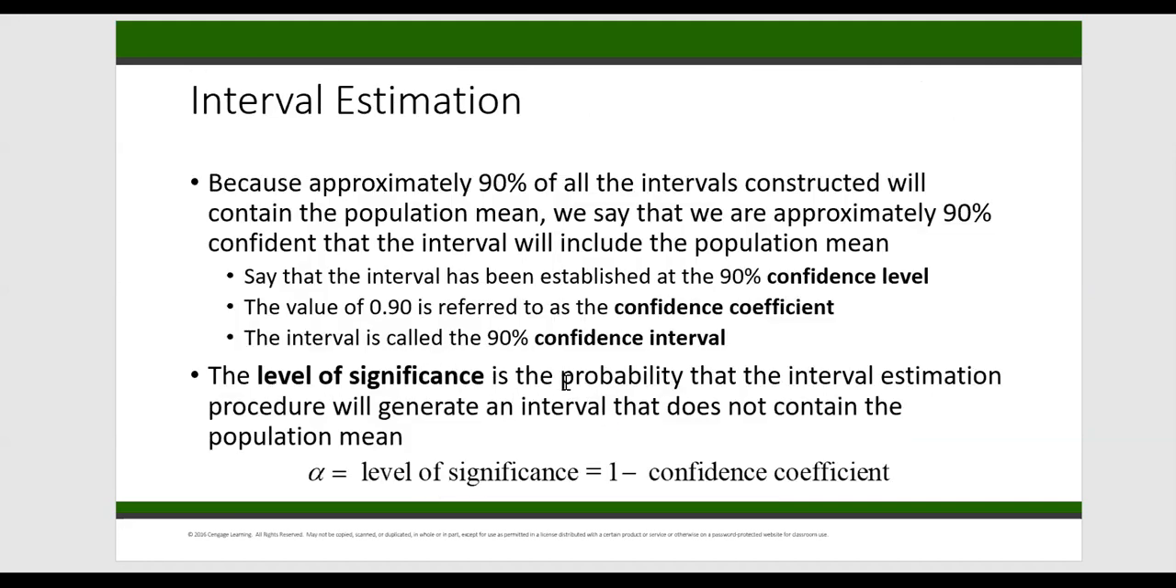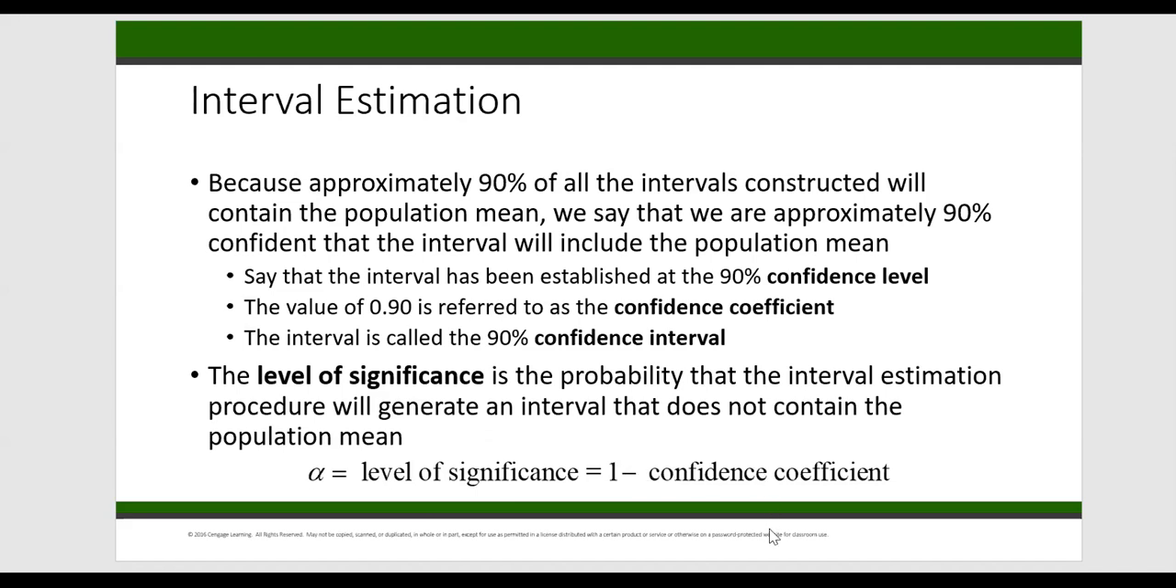Here we have the definition here. The probability that the interval estimate procedure will generate an interval that does not contain the population mean. And 1 minus alpha, 1 minus level of significance, would be the coefficient of confidence or confidence coefficient.